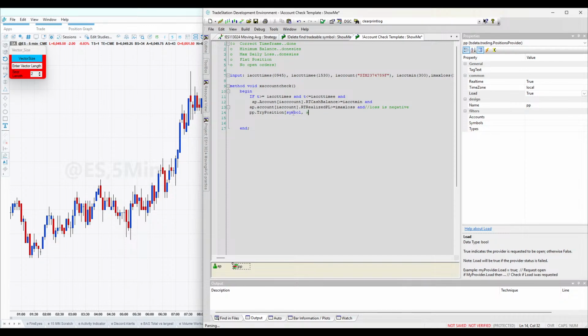and I'm actually going to put symbol in there too. Symbol and account. The only reason why, try position will return null if there's no position on. Otherwise, it will return, I don't know what it returns. I think it returns the object. Okay, so if try position equals null, that's what we want.